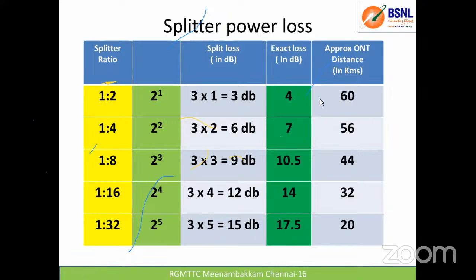That is, 1:2 we can use up to 60 kilometers, 1:4 for 56, 1:8 for 44, 1:16 for 32 kilometers, and 1:32 for 20 kilometers. Whenever the splitter ratio increases, they will decrease the distance.